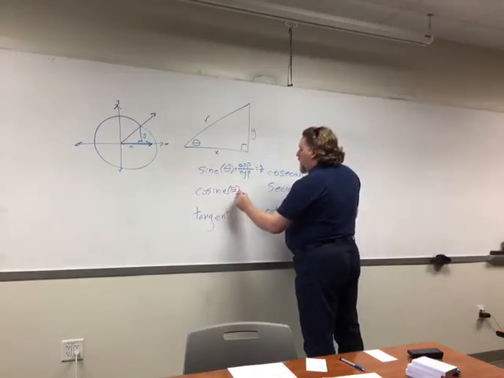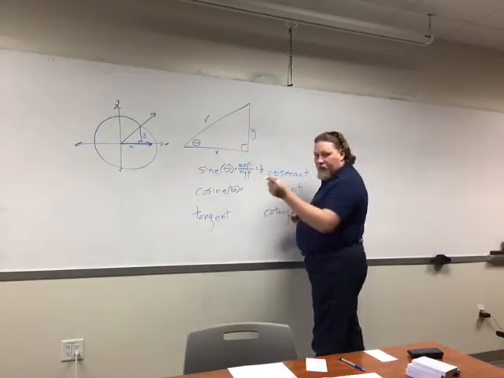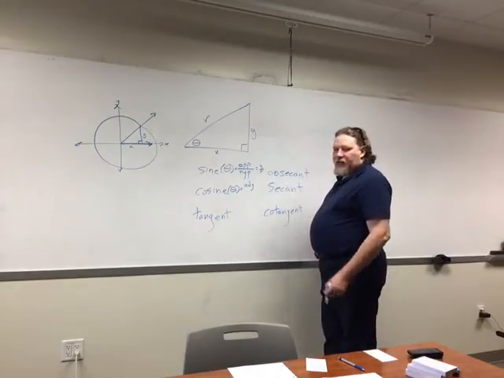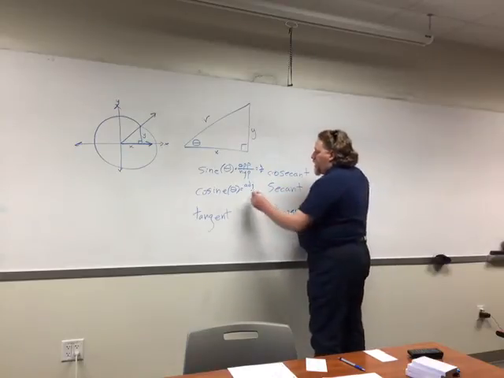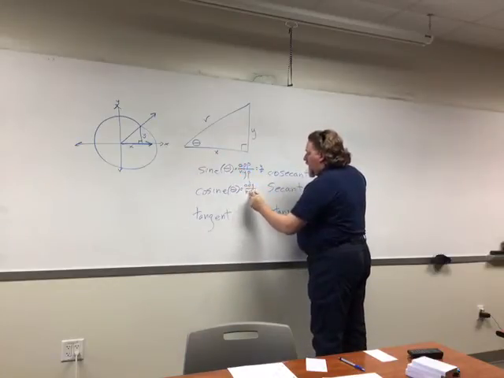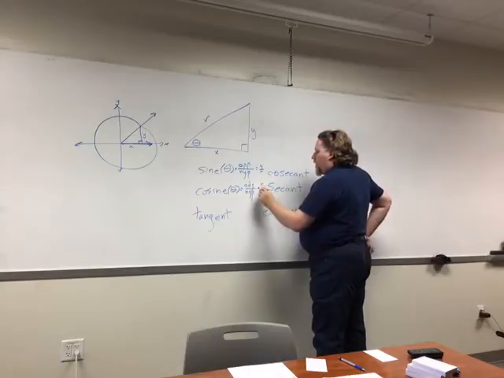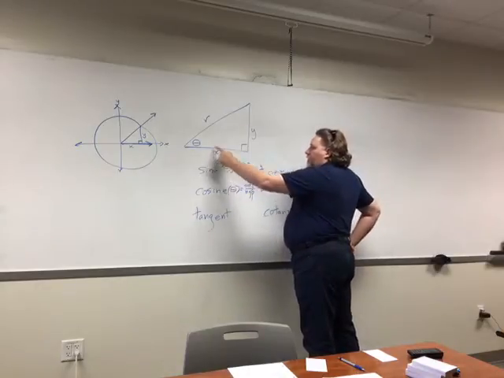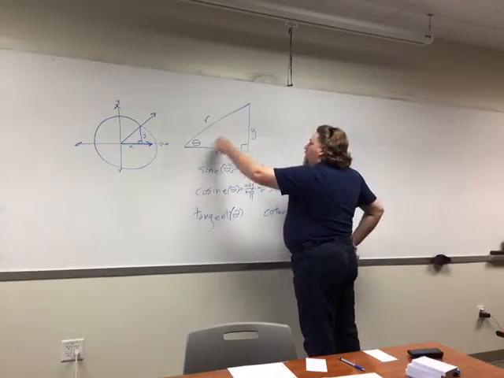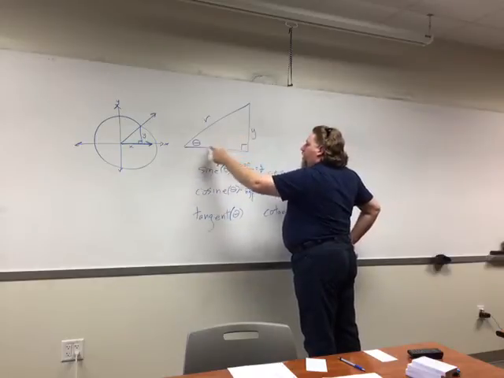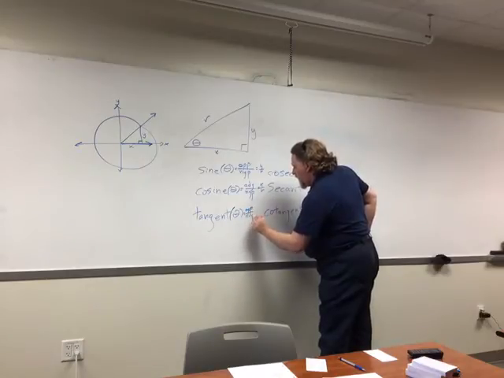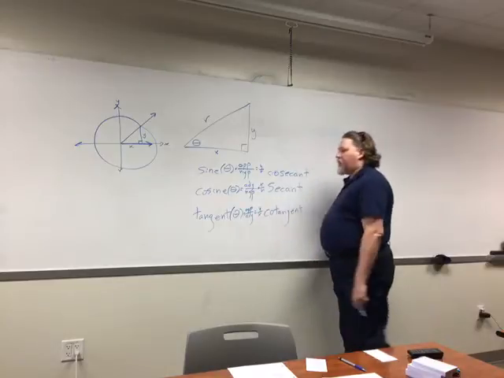Cosine of the angle is the side that is next to it, and the math word for next to is adjacent. ADJACENT, I'm just going to abbreviate it as ADJ. So that would be this side right here, the leg that is next to the angle, divided by the hypotenuse. So that's x over r, adjacent side to the angle, divided by radius. And then the tangent of the angle is the opposite side to the angle over the adjacent side to the angle. Opposite over adjacent, which in this picture is y over x.